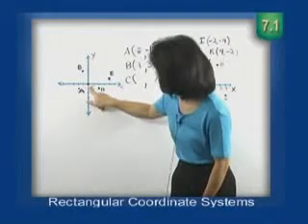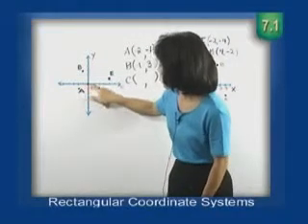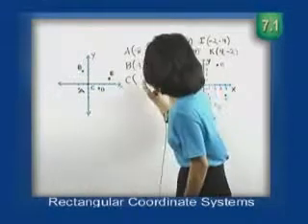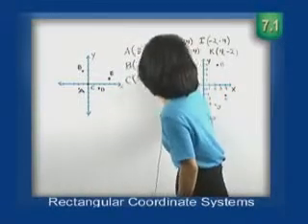Now, finally, we're going to give the coordinates of C, which is at the origin. So C here, notice we don't move in the x direction at all. We don't move in the y direction at all. So since we're not moving off that origin, C has the coordinate 0, 0.